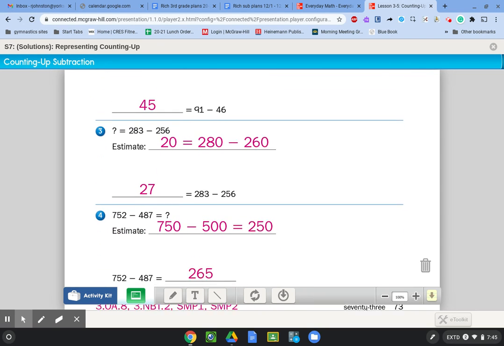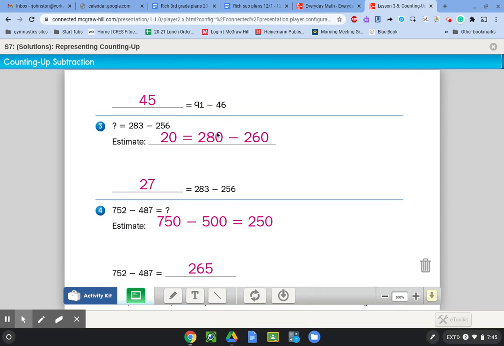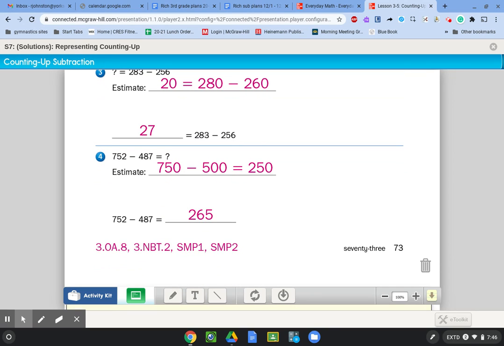Number 3, your estimate, if you rounded to the nearest 10, you would have gotten 280 minus 260, which equals 20. And then when you did your counting up from 256 to 283, you should have gotten 27. 20 and 27 are pretty close, so you know your answer at least makes sense. And number 4, this is what you would have gotten. If you rounded to the nearest 10, 750 minus 500. Actually, this isn't rounded to the nearest 10, it's rounded to the nearest 100, which if you look at 487, you can quickly tell it's very close to 500. And these two answers are pretty close, so they make sense.